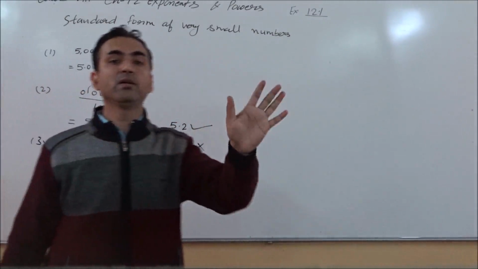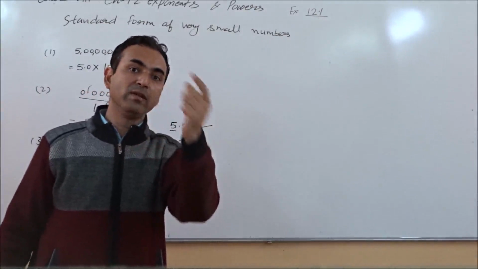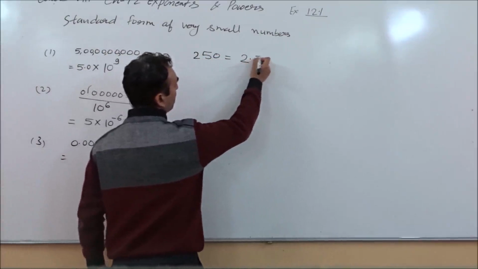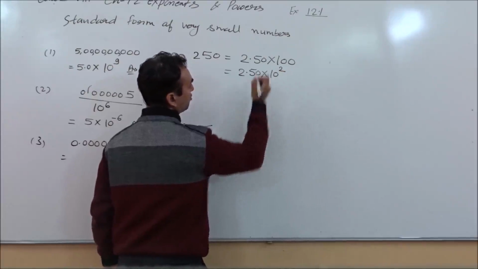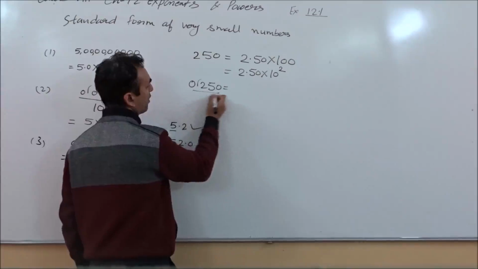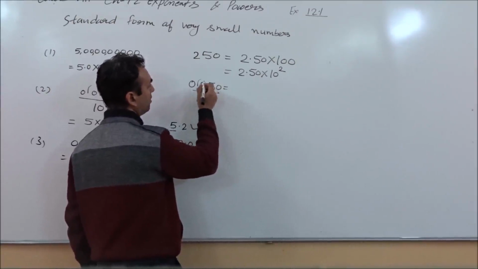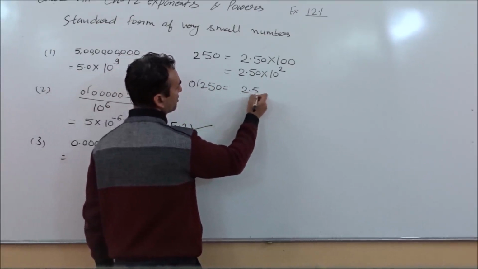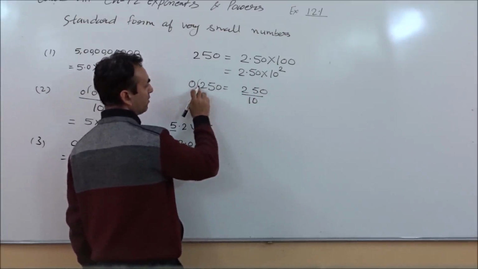In standard form, whatever number you write will have its starting digit on the unit place, and after this you write the point, right? Suppose you are given 250. So what do you write? 2.50 into 100, and 2.50 into 10 raised to the power 2, because here it is 100. Suppose the number is 0.250. So what do you write? You remove the point: 1, 2, 3, it means 10 raised to the power 3. So you want to bring the point here, 2.50 upon 10 raised to 3. This point is removed here. Okay, let's see again.